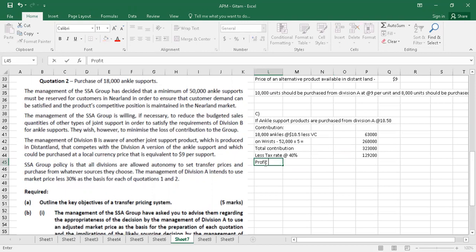Profit after tax. Let's say if ankle support products are purchased from local supplier.